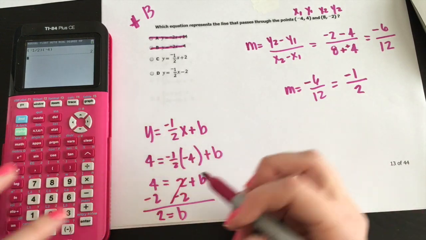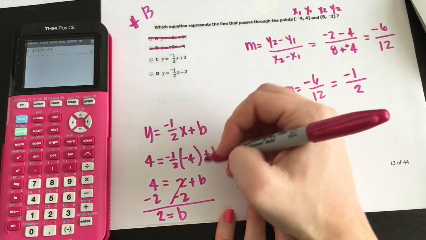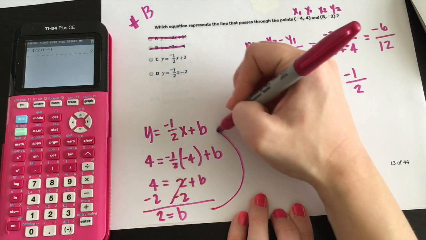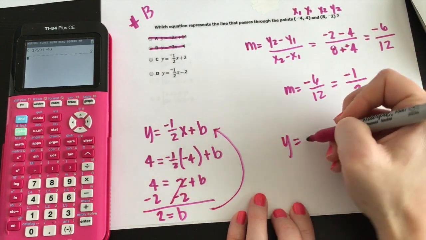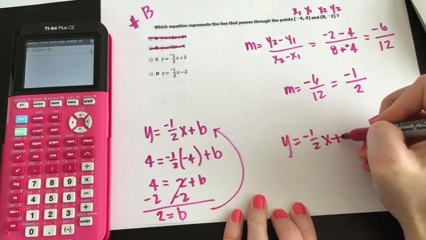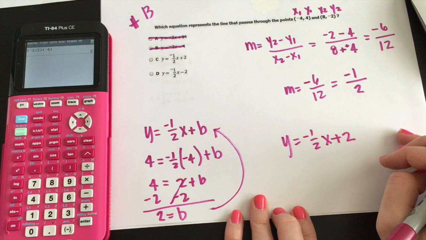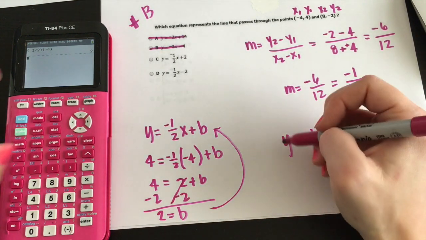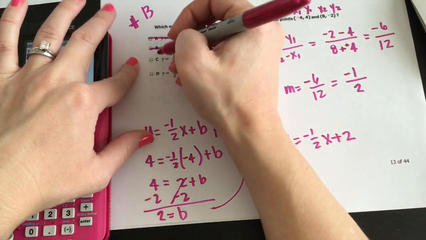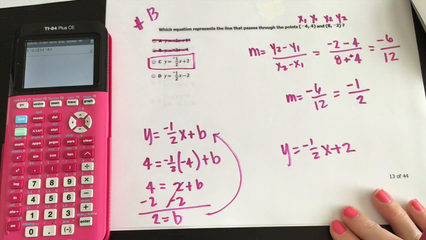And here that cancels, and that leaves you with 2. So b is equal to 2. So let's rewrite that. We're going to go back and plug that back into here. y is equal to negative 1/2 x plus 2. And that is it.